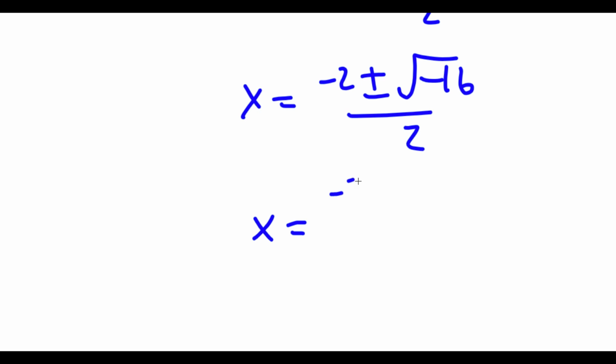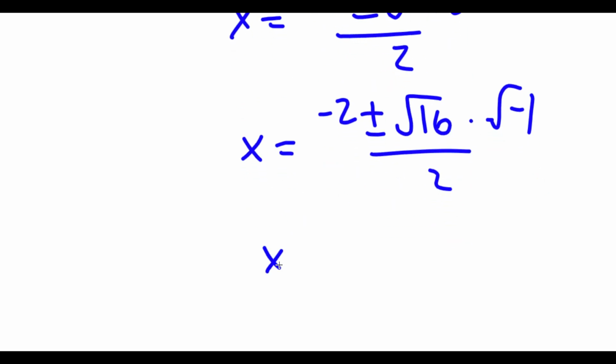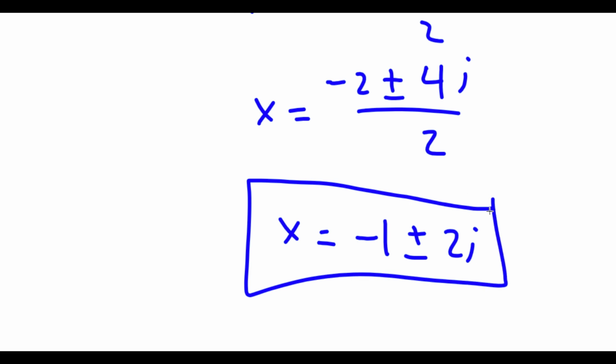Now the square root of negative 16 is the same thing as the square root of 16 times the square root of negative 1, and the square root of negative 1 is equal to an imaginary number i. So negative 2 plus or minus the square root of 16, which is 4, times i, over 2, which is equal to negative 1 plus or minus 2i. So two more solutions.